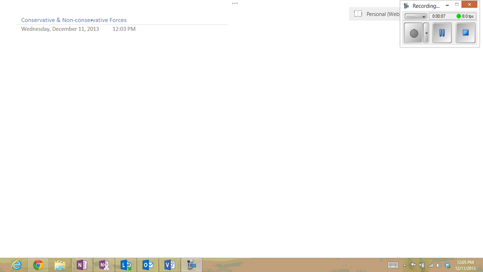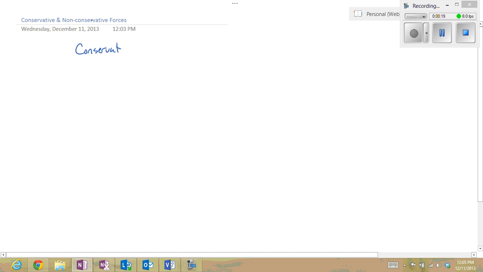Okay, when we do energy problems, we have to be concerned with whether the force that we're dealing with is a conservative force or a non-conservative force. If the force is conservative, then the total energy change is going to be independent of the path taken.